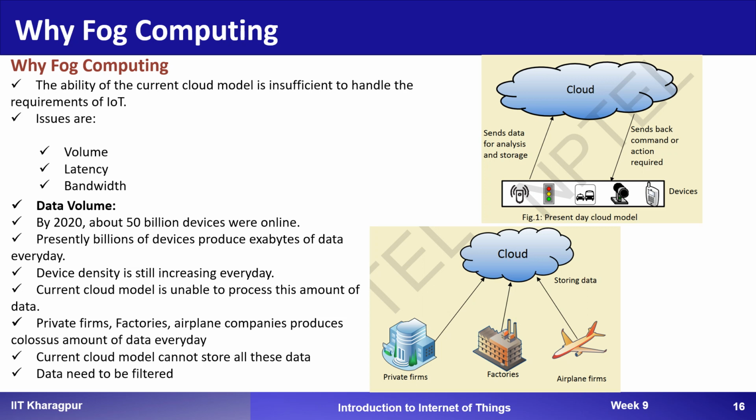So the first one is data volume. You can read these points. This is nothing but the data which is generated. I have already discussed this. To process the data generated by IoT devices, you need one particular intermediate layer.